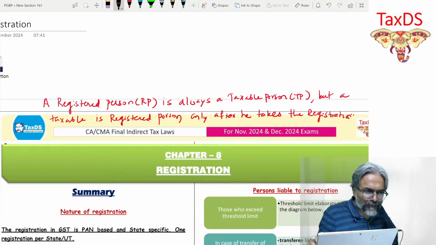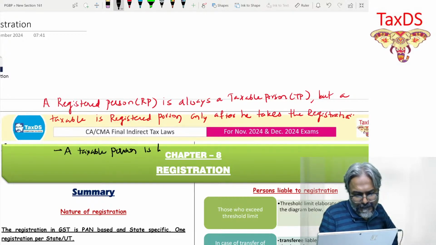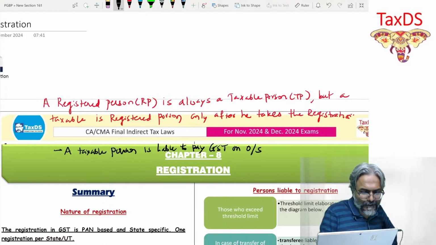Okay, after that, there are two sentences, students, which are very important. And what is that? A taxable person, always bear it in mind in GST, is liable to pay GST on output supply. OS is the output supply.